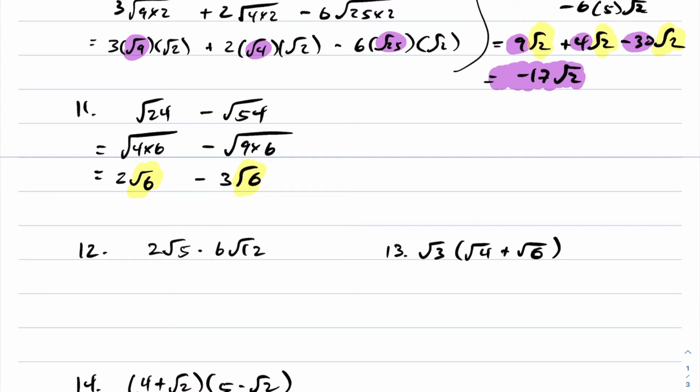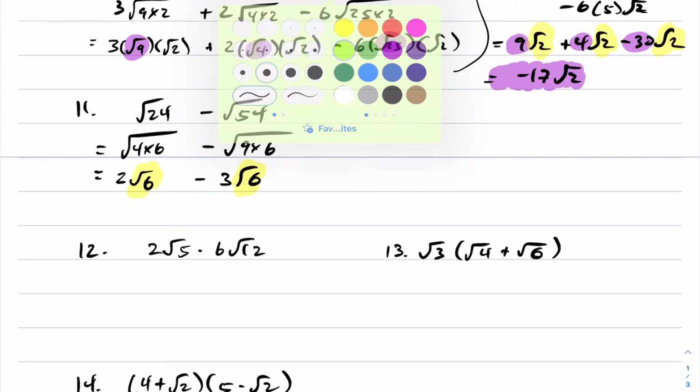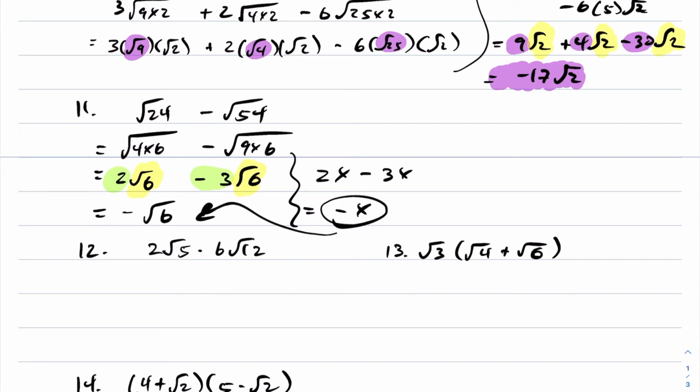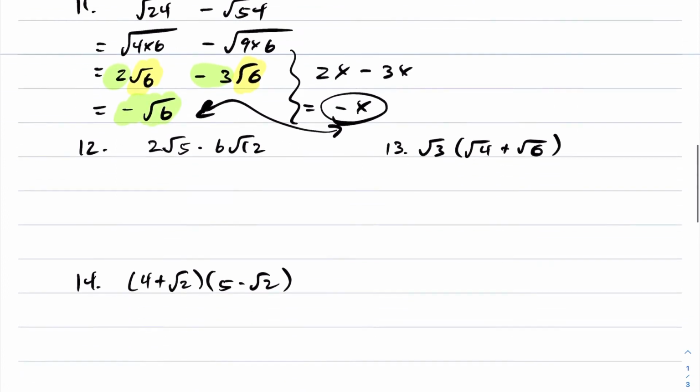So 2, and then you just read the coefficients out in front. So this would be 2 minus 3. 2 minus 3 is negative 1, or just negative root 6. Notice it follows it exactly. Like if I would have had 2x minus 3x, we would have said the answer is negative x. It's the same idea as you have with a variable. And the answer here is negative root 6. All right, let's continue on.